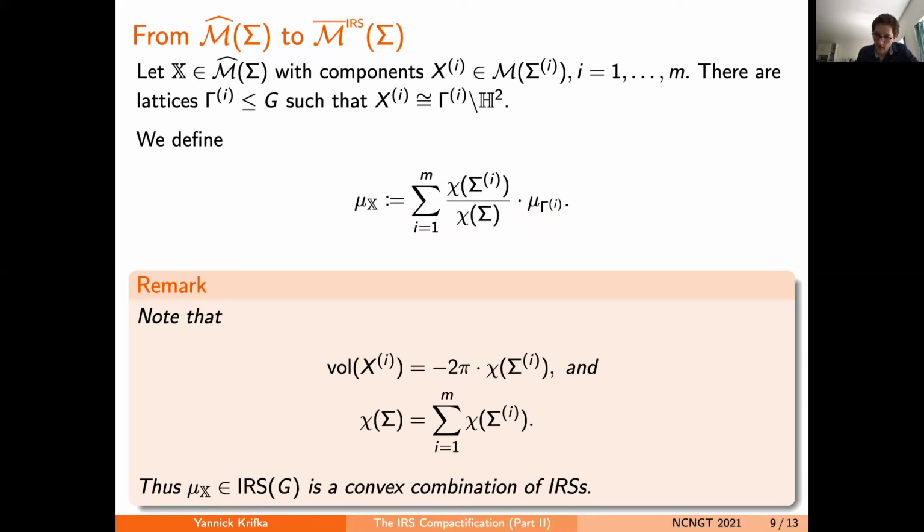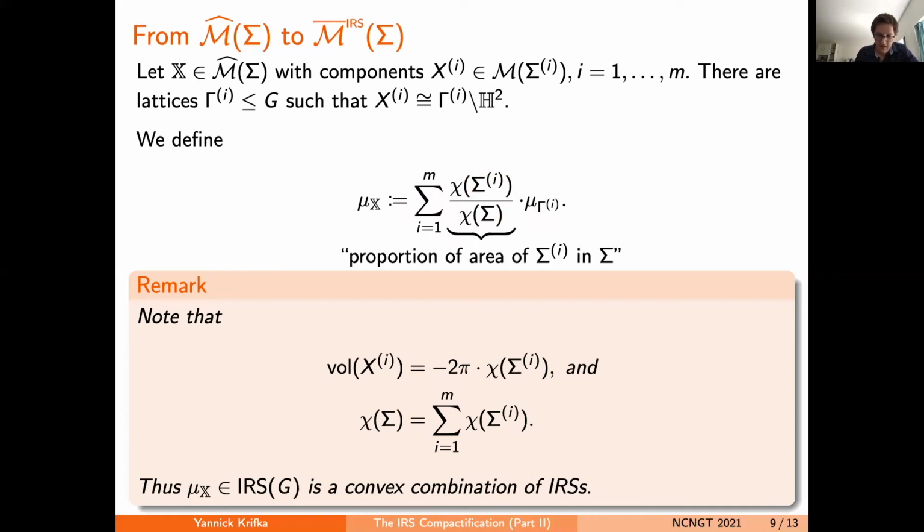And one way of interpreting this weight here is just that this is the proportion of the component sigma I in the total surface here, where we used this formula here. Okay, and now equipped with these insights, we may describe the IRS compactification of the moduli space in terms of the augmented moduli space.